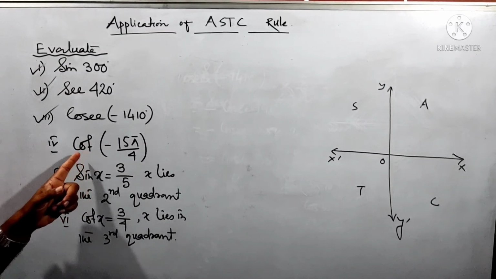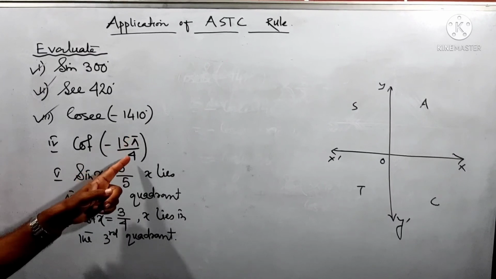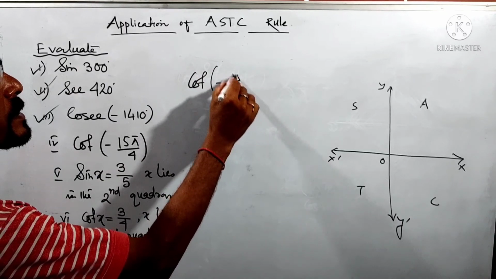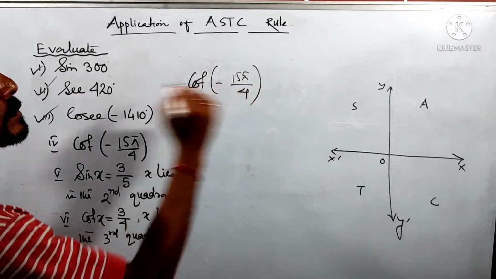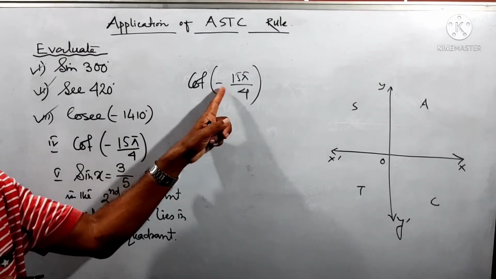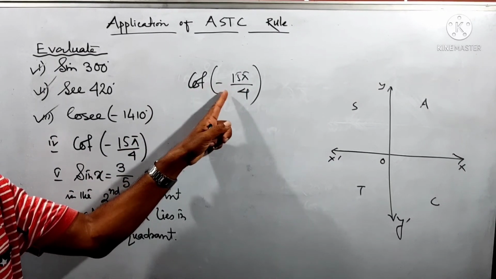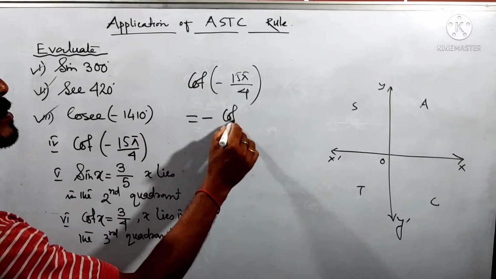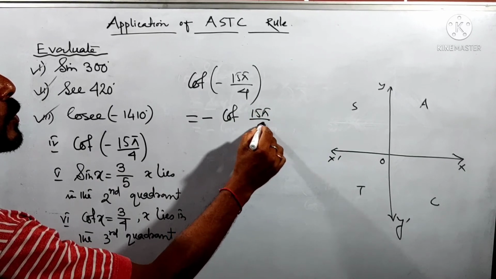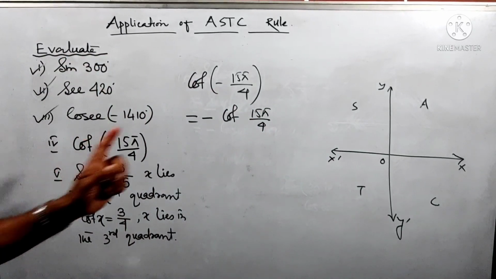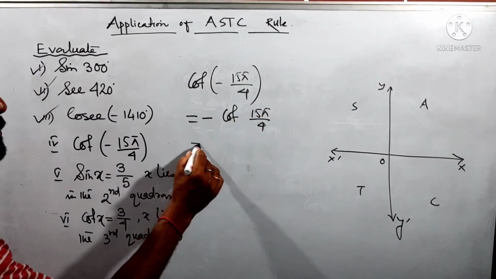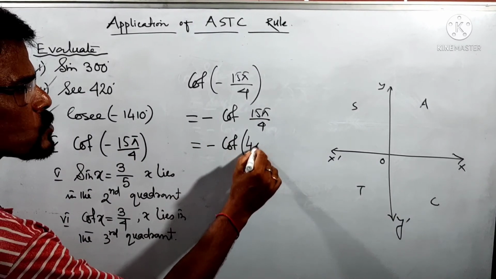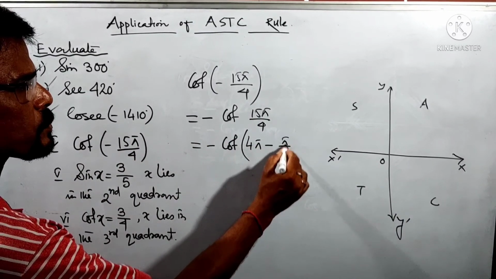Let us take another example, cot minus 15 pi by 4. You see, again here is cot minus theta. So cot minus theta means minus cot theta. That's why this will be, first of all, minus cot 15 pi by 4. Okay. Let us break the angle 15 pi by 4. This is equal to minus cot. You see, we can break it. Suppose 4 pi minus pi by 4.